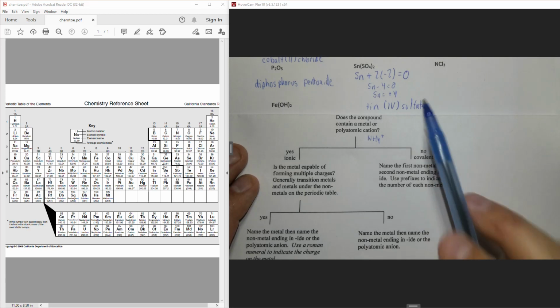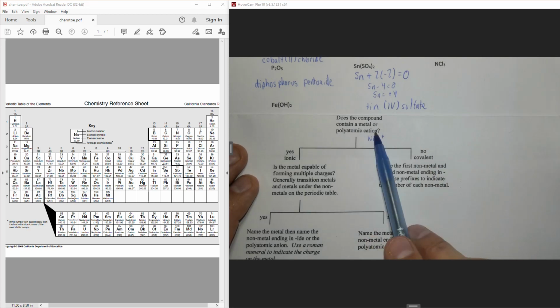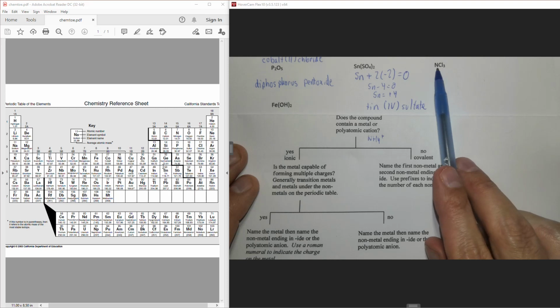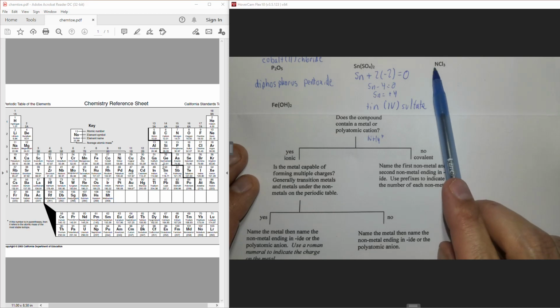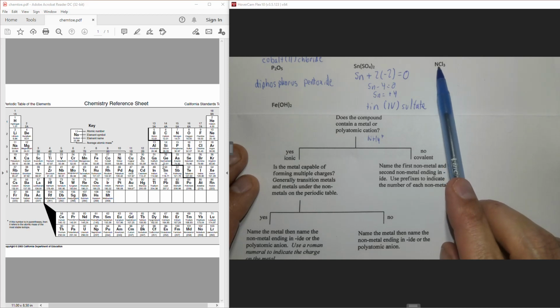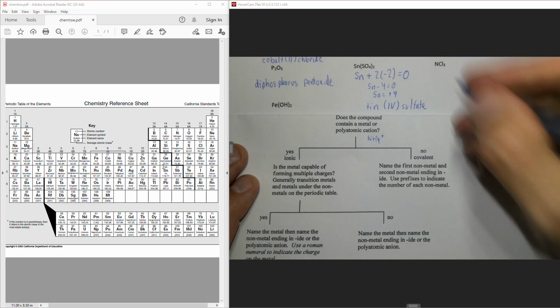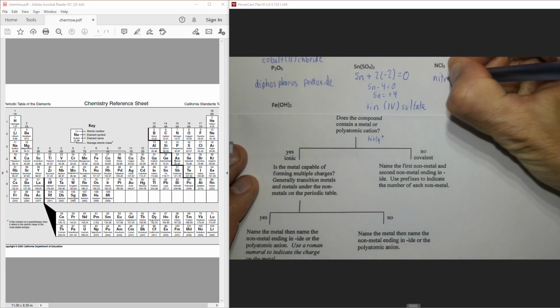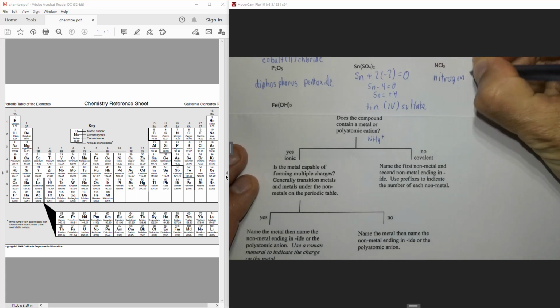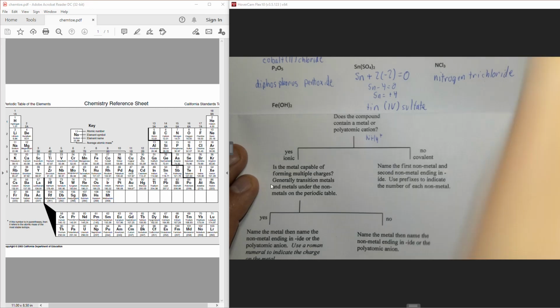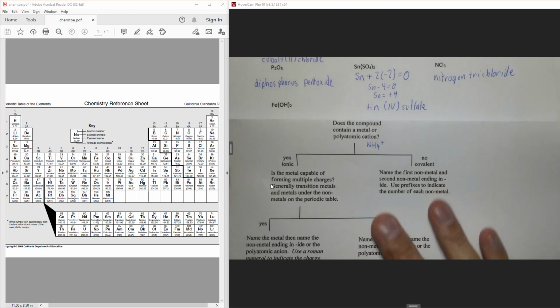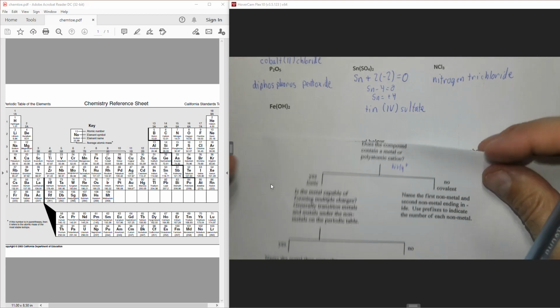NCl3. NCl3, does it contain a metal? No, nitrogen is not a metal, and Cl is not a metal. And metal is usually written first. In fact, it's always written first in these examples. Okay, so what are we going to do with this one? We're going to use the prefixes. This is nitrogen trichloride, like that.